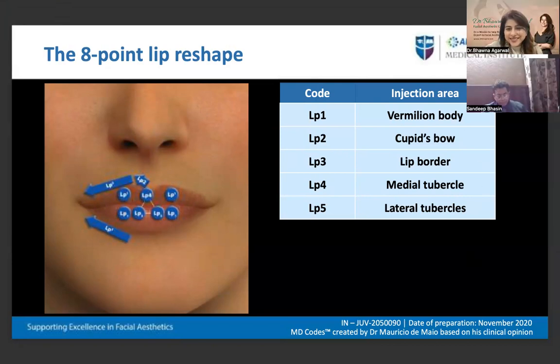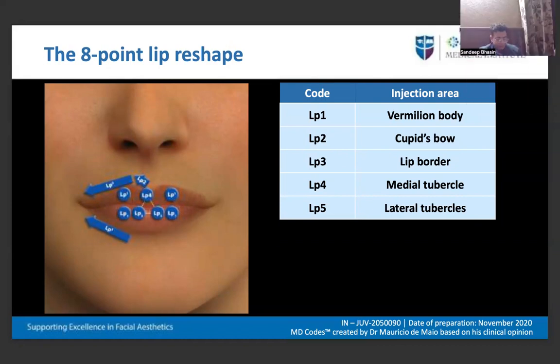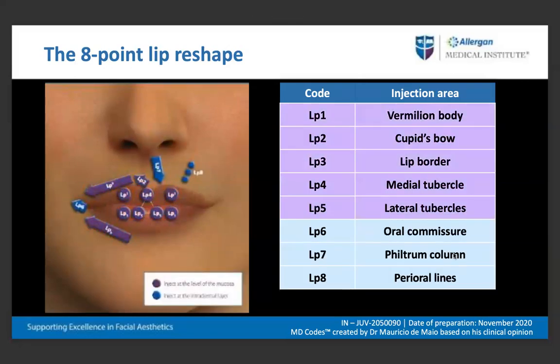Is it confusing? A little, because of the tubercles, but don't worry. When we do this, it will become clear. Then LP6 is the oral commissure, LP7 is the filtral column, and LP8 is the perioral area.